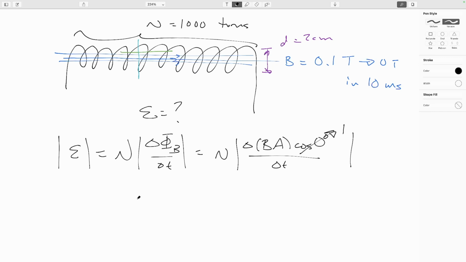Now, here the area isn't changing. So since the area is a positive number, I can first note that the change in the product of the magnetic field and the area, if the area doesn't change, is the same difference as the area times the change in the magnetic field. And since the area is positive, I can also pull it out of the absolute value. So this will be N times the cross-sectional area of my coil times the time rate of change of the magnetic field.